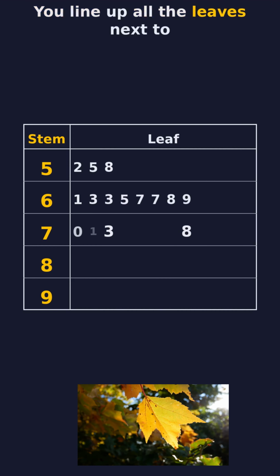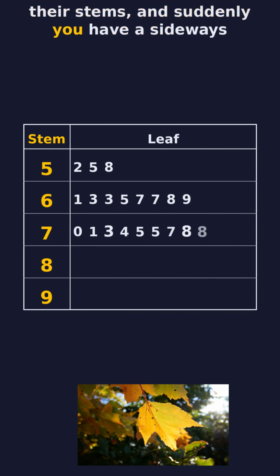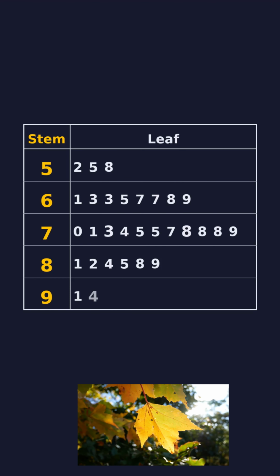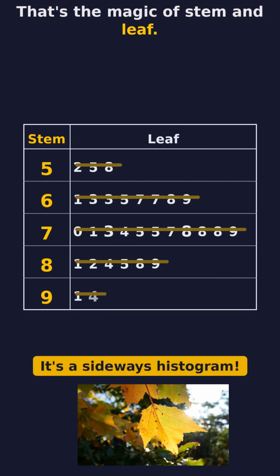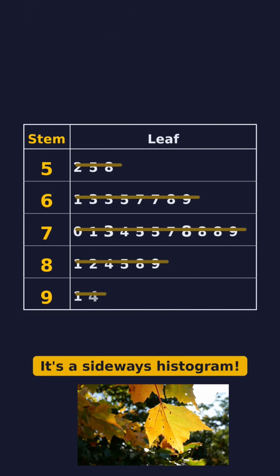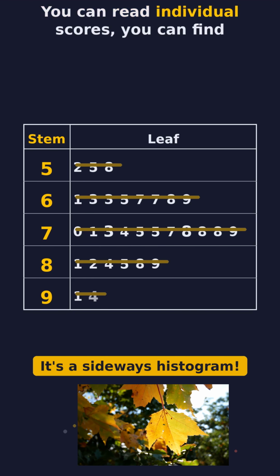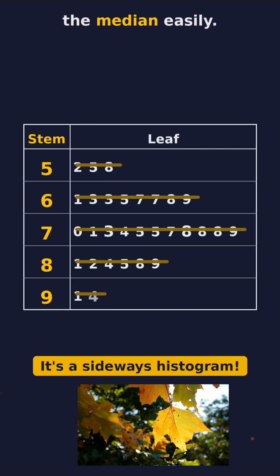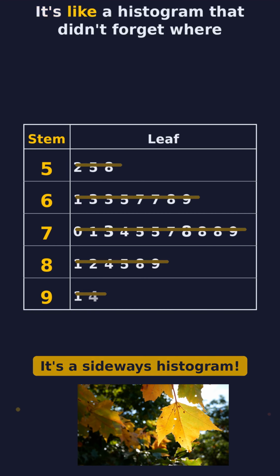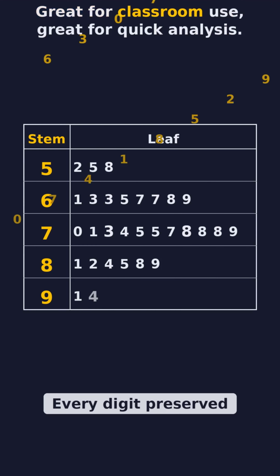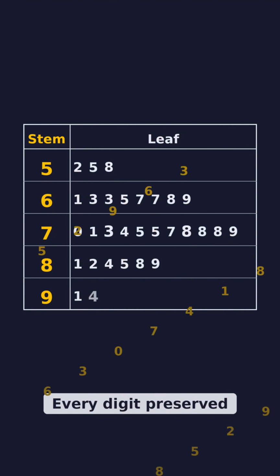You line up all the leaves next to their stems, and suddenly you have a sideways histogram that still shows every raw data value. That's the magic of stem and leaf. It gives you the shape of a histogram and keeps the original numbers intact. You can read individual scores. You can find the median easily. It's like a histogram that didn't forget where it came from. Great for classroom use, great for quick analysis.